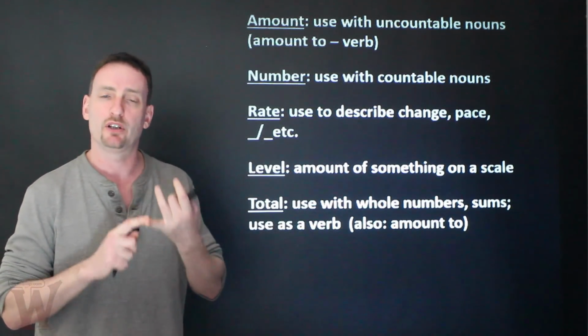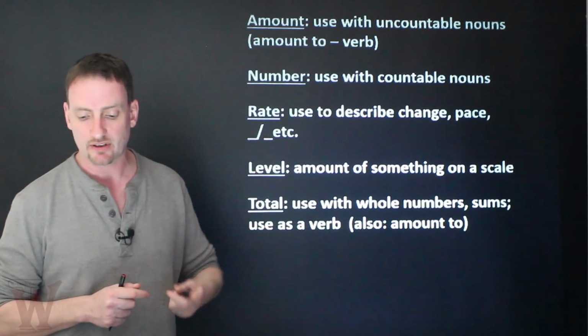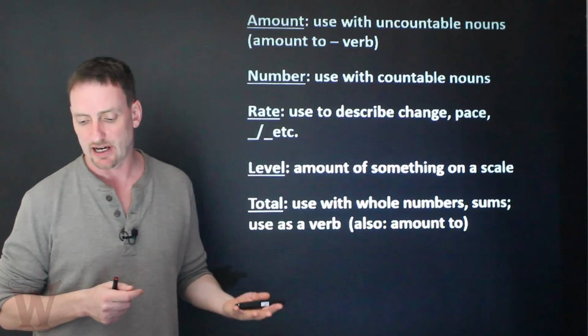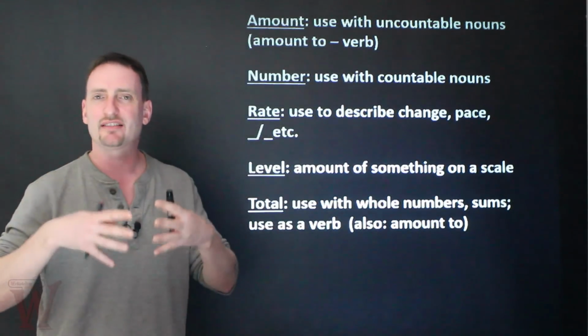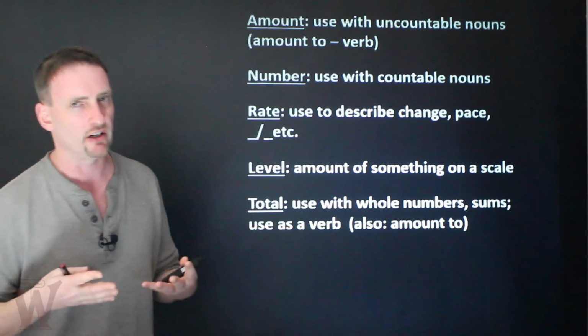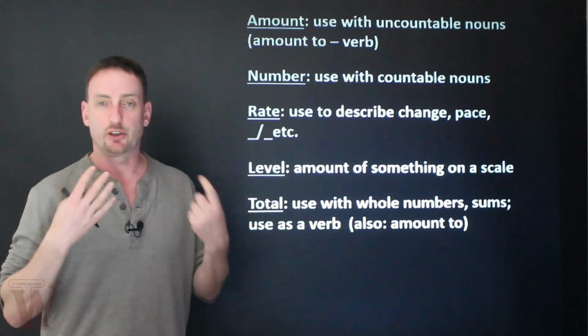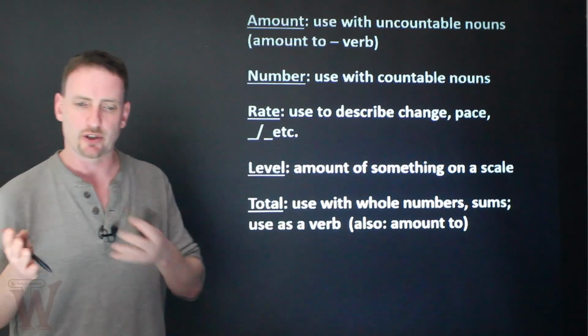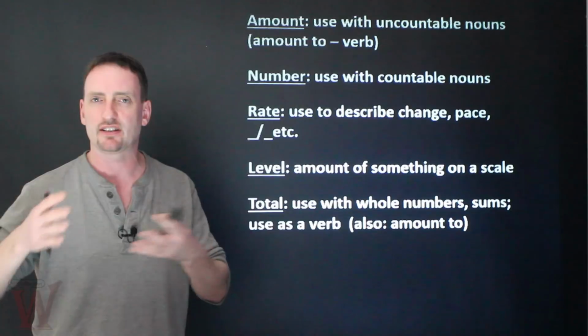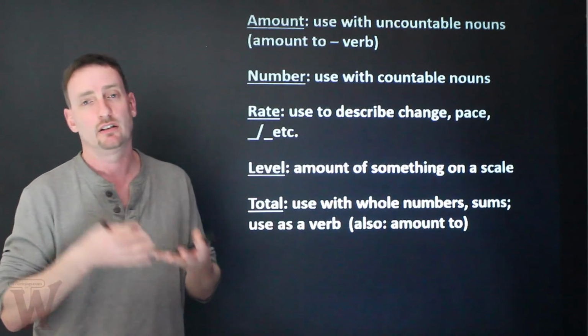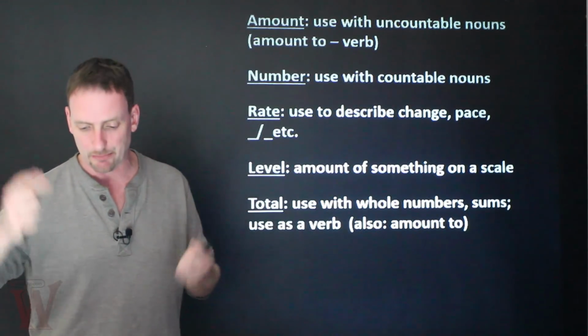A few other things, and these should be pretty straightforward. Amount. Amount we use with non-countable items. Number we use with countable items. It's very simple. At this level, if you're writing the IELTS test, you should already know this. Make sure you don't mix these two up. Rate. Use the word rate. People don't use this enough. When you're talking about a change, increase, decrease, etc., talk about a rate. You don't always have to talk about specific numbers.